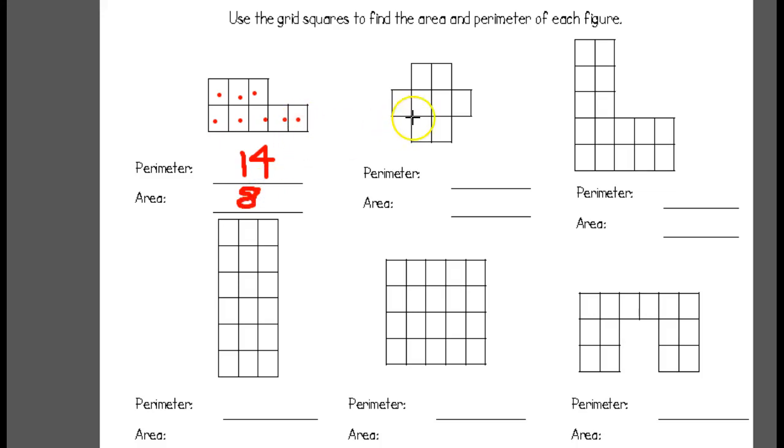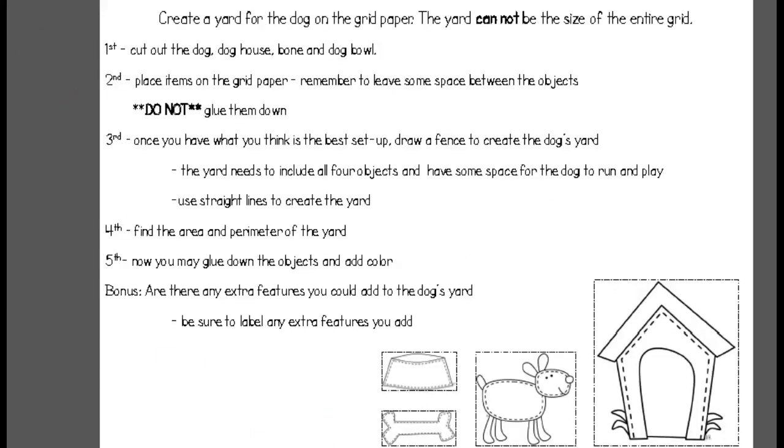Okay, so go ahead and do that with all of these other shapes. The perimeter is probably the trickiest on the funny shaped pieces. So make sure that you're counting carefully and that you get all the sides. Then after you get that done, we're going to do the dog yard. Do you guys remember the dog yard?